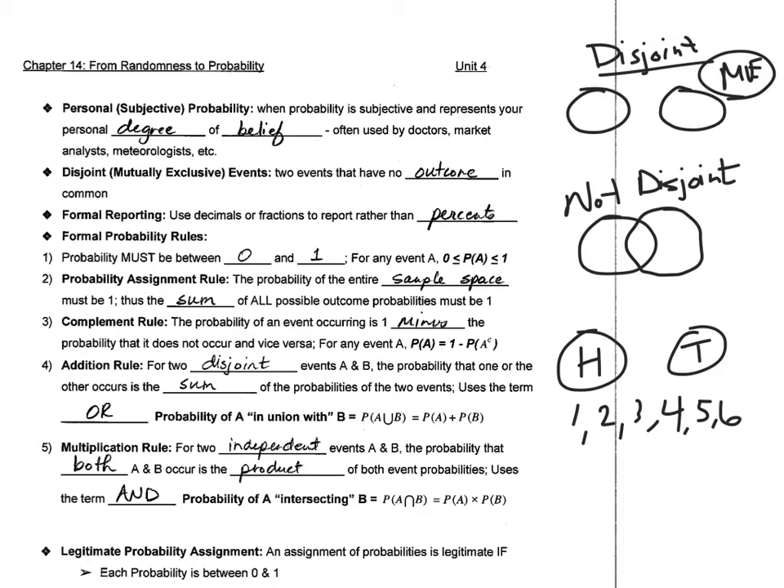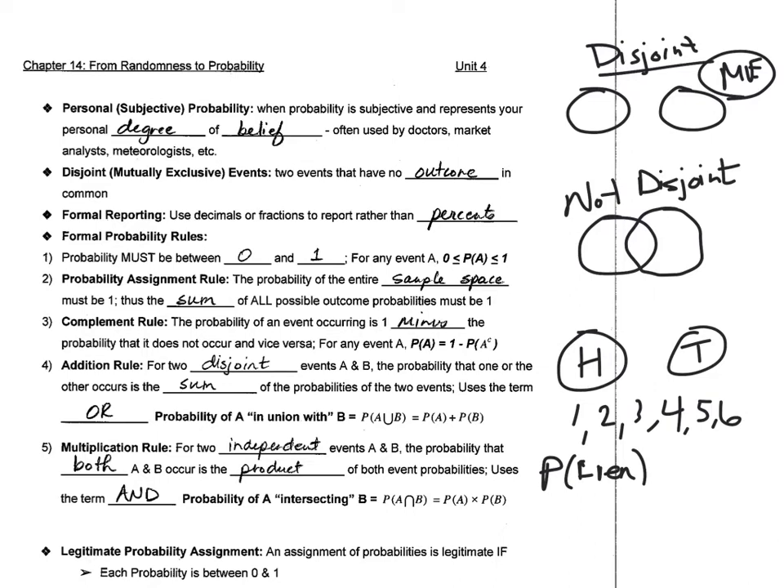1, 2, 3, 4, 5, or 6. I want to know what the probability is of you getting a 1. Well, can you be a 1 and be anything else at the same time? Can you be a 2 and a 1 at the same time? No. Those are disjoint. Those are mutually exclusive things. Now, what happens if I ask you what's the probability of an even number?